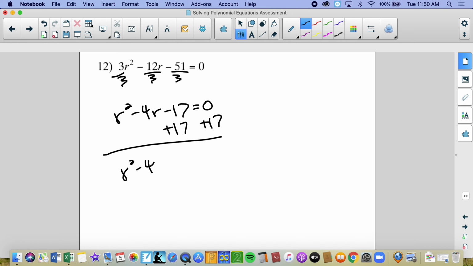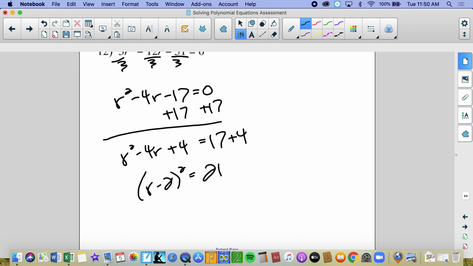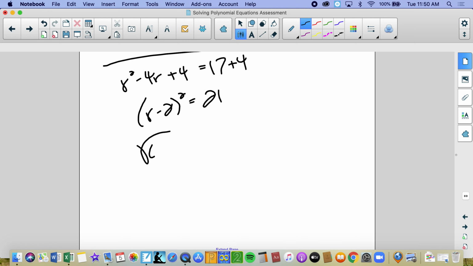We take our a and b values. We're going to complete the square. Half of my b value squared is 4. We get r minus 2 quantity squared equals 21. Square root. We get r minus 2 equals plus or minus square root of 21.